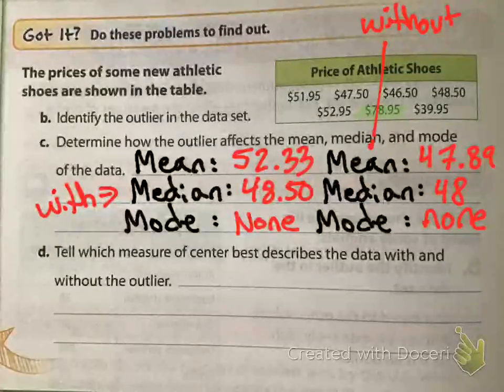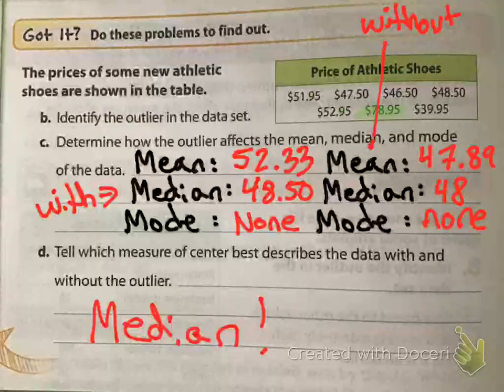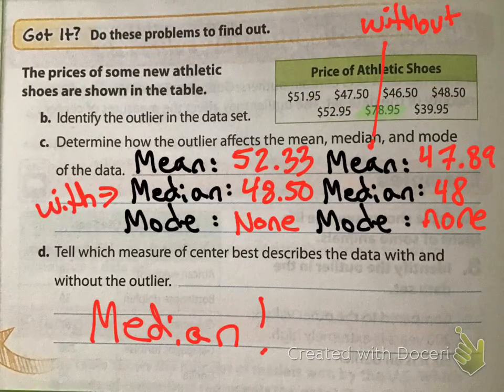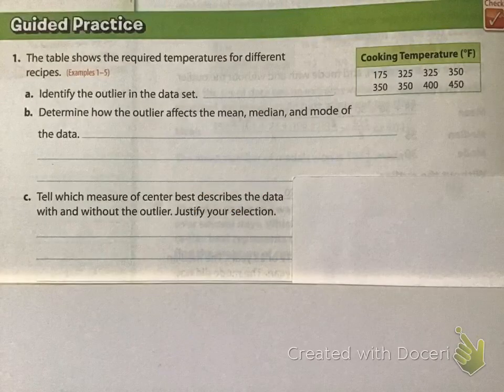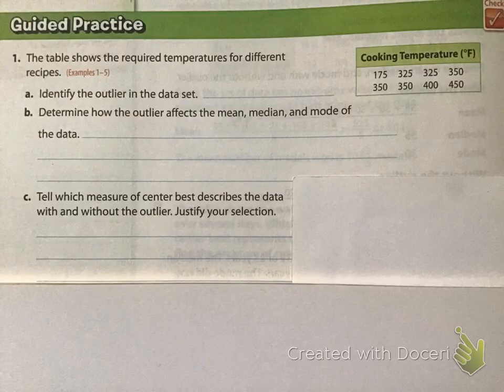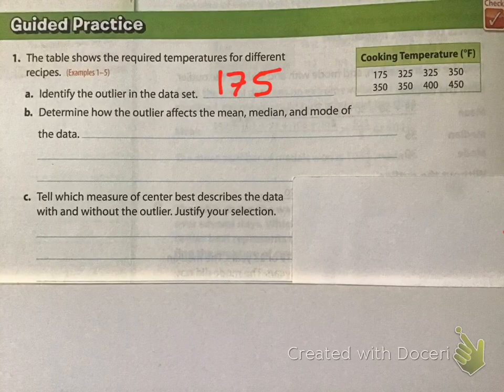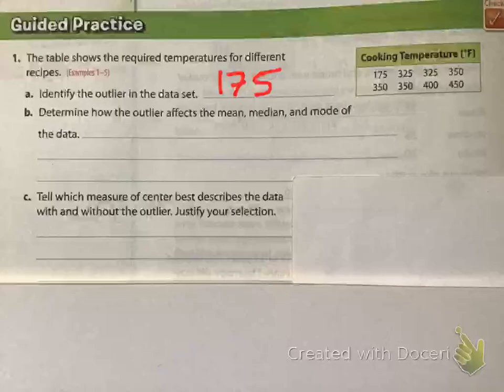So what's going to be helpful? The median, in this case, is going to be the best measure of center for our data. Let's look at our guided practice. First things first, identify the outlier in the set. If we look at this, our outlier is going to be 175. The rest of them are very close together, either in the 300s or 400s. This is the only one. We don't even have any in the 200s.